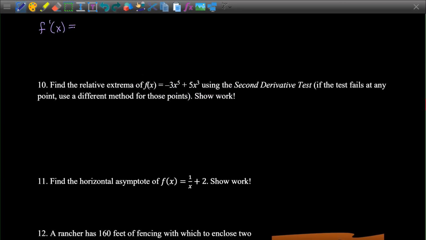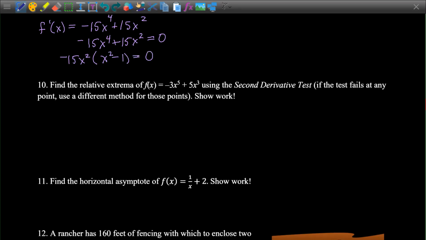So our first derivative then is minus 15x to the 4th plus 15x squared. So set that to 0. And I'm going to factor out a negative 15x squared. And that will leave us with a positive x squared minus 1. And we could divide both sides by negative 15. And then we just have x squared times x squared minus 1. And we can further factor.